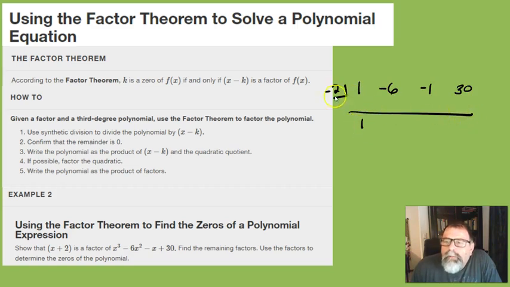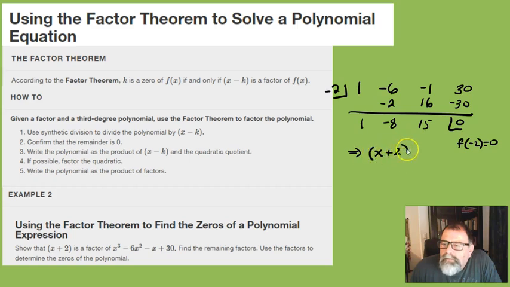Bring down the first term, negative 2 times 1, negative 2. Add down the column, negative 8. Negative 2 and negative 8 make positive 16. Add down the column, 15. Negative 2 times 15 is negative 30. And you can see that the remainder is 0, so f of negative 2 is equal to 0. So that tells me that x plus 2 is a factor of the original function.